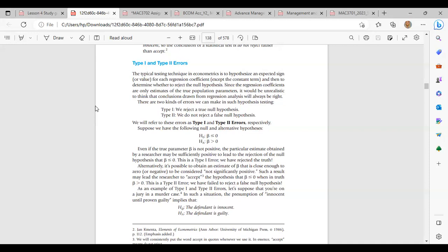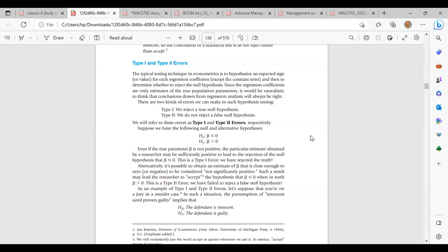Let's look at what happens in practice, in law. There's a presumption in law that a person is innocent until proven guilty. So when a person is brought to trial, what's the null hypothesis? In other words, what we do not expect is that the defendant is innocent. That's what we do not expect.